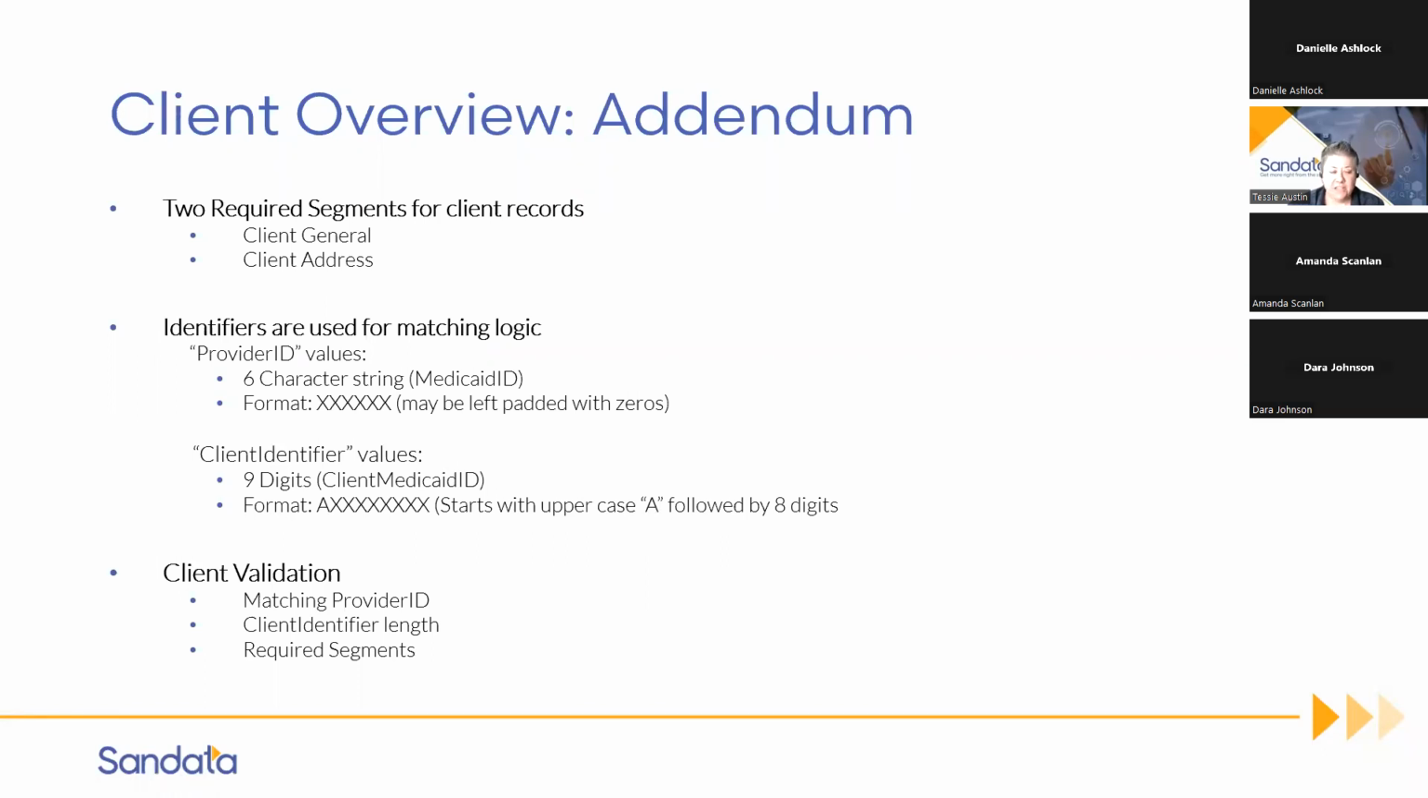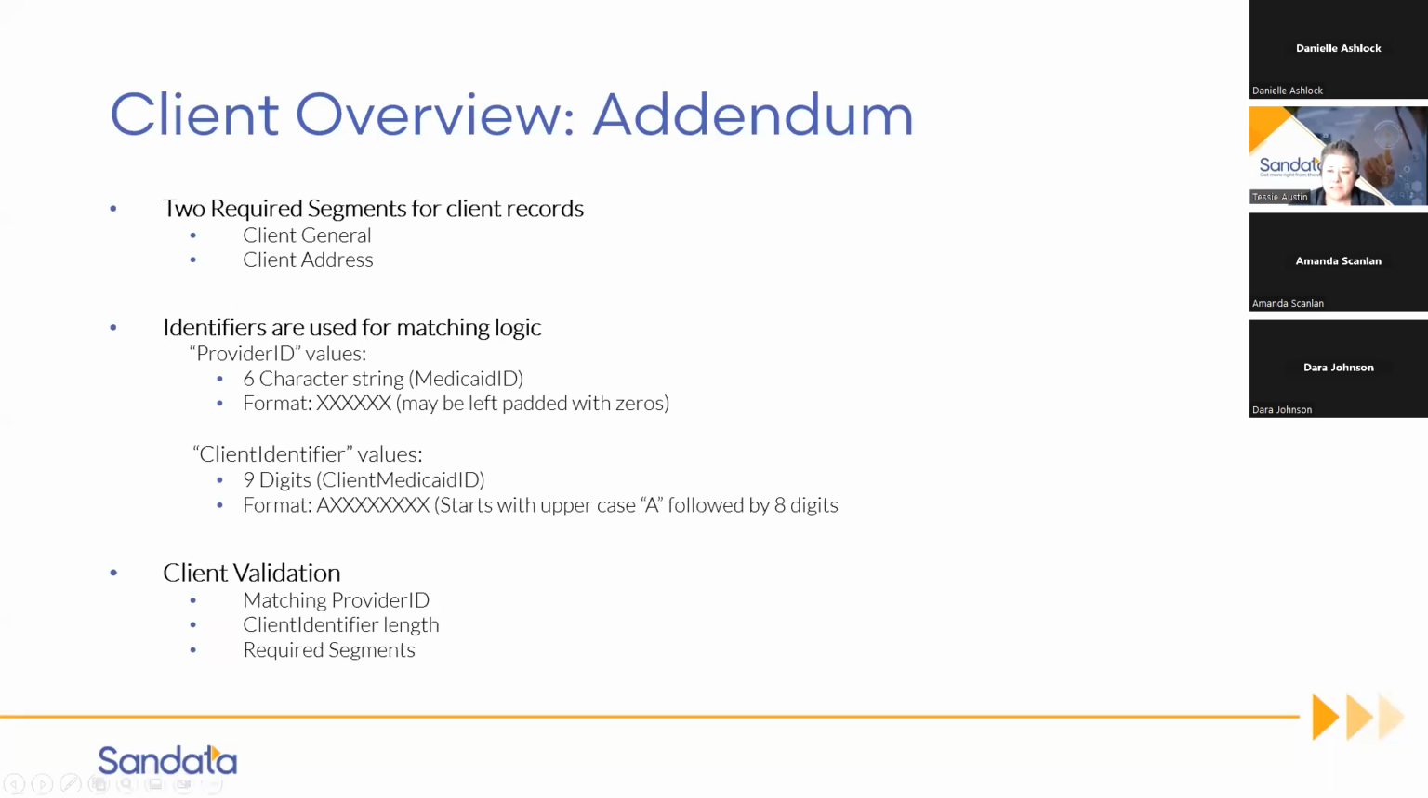Now, again, you guys are pros at this, and I don't want to drag this out, but I do want to just point out a few things and make sure that everybody understands, and if you have a question that you can ask. So the client overview, there's two required segments: client general and client address. We need to know who you're sending and where they are, pretty much. We have a couple of identifiers that we use for matching logic. These are in the specifications: a provider ID value, which is the six character ID that Arizona uses for the providers, can be left padded with zeros, so that's really important. And then a client identifier, which is the client Medicaid ID.